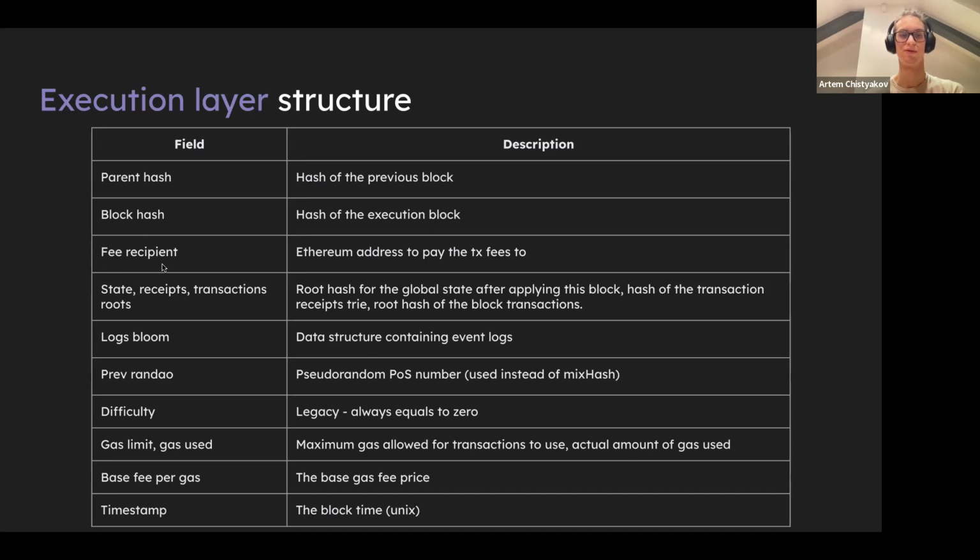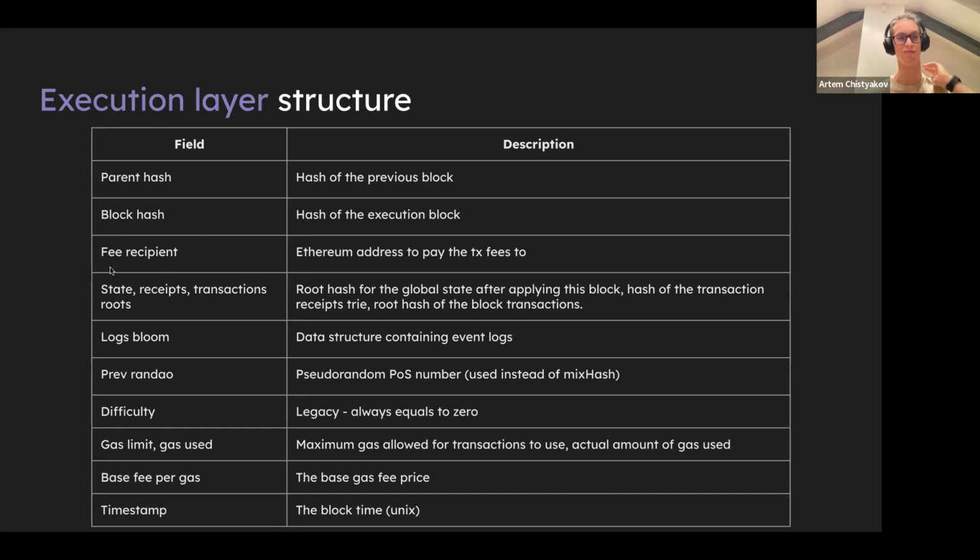Then there is a fee recipient. It is the address that is going to receive some of the transaction fees. Why some of the transaction fees? Because if you remember, there are two types of fees that users can pay. The first one is the base fee of the block. This fee gets burned. And the second one, the tip, gets paid to the fee recipient, just for transaction priority.